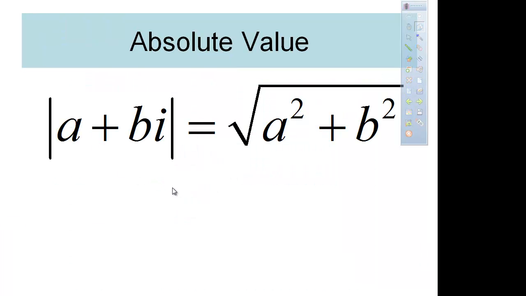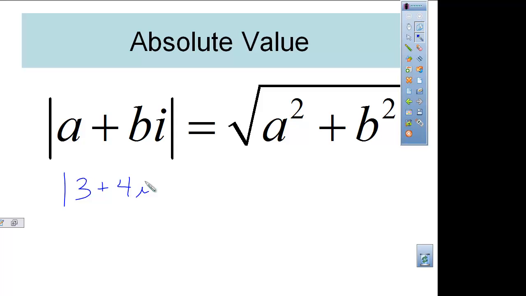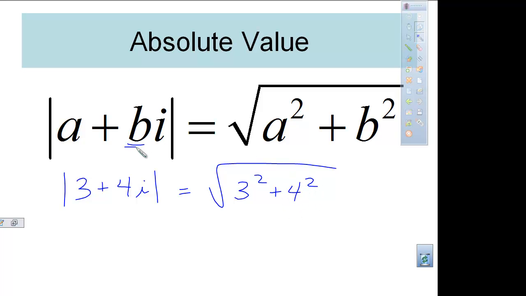So the absolute value of a complex number is simply the square root of the a squared value, the real part, plus the b squared value, the non-real part. We don't include i in there, we just look at the actual coefficients. So for example, if I wanted to find the absolute value of 3 plus 4i, I would take the square root of 3 squared plus 4 squared. I don't include the value of i. b is the coefficient in front of i. So this would simply be 9 plus 16, or the square root of 25, which is 5. So that's how you'd find the absolute value of a complex number.